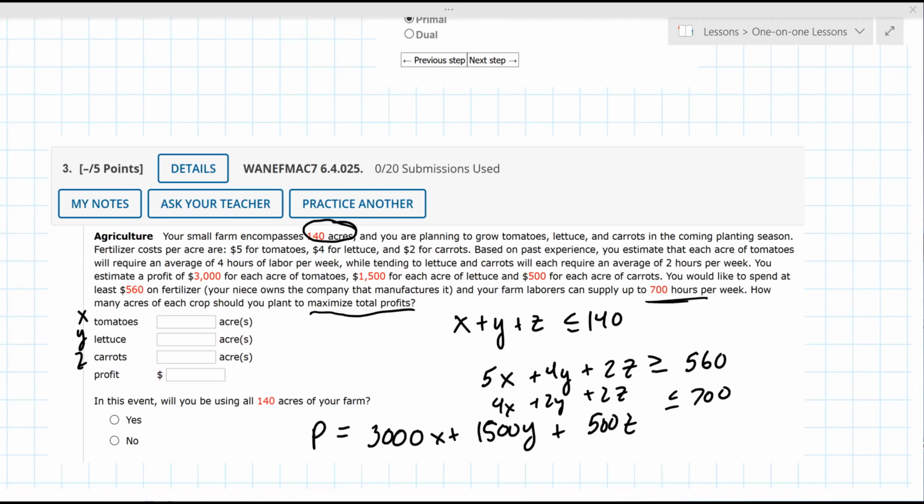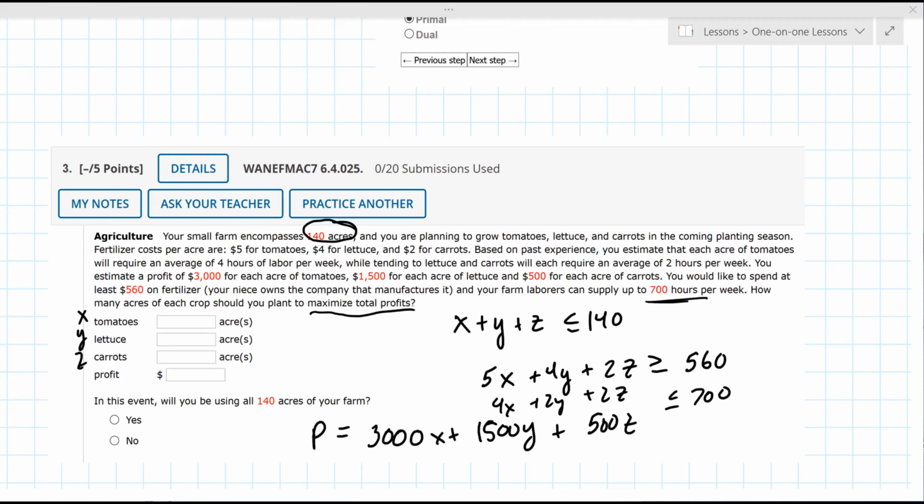Okay, so let's get back to that. Okay, there it is. So we have 3 variables and we have 3 constraints, 3 secondary conditions. We're trying to maximize 3000x plus 1500y plus 500z, and we know that 1x plus 1y plus 1z has to be less than or equal to 140 because you only have 140 acres. But then you have 5x, 4y, 2z, but that one's a little different. It has to be greater than or equal to 560 because you want to spend a lot on fertilizer.